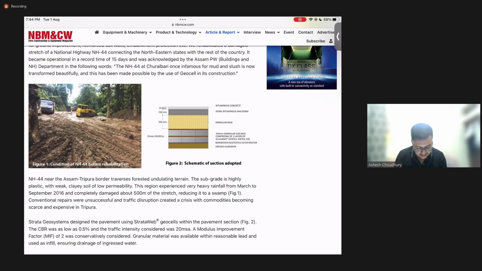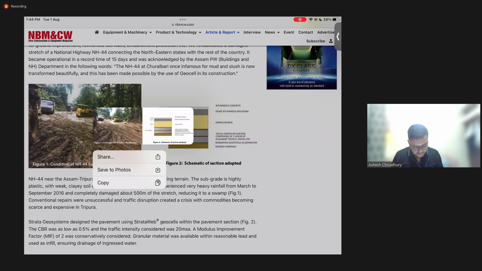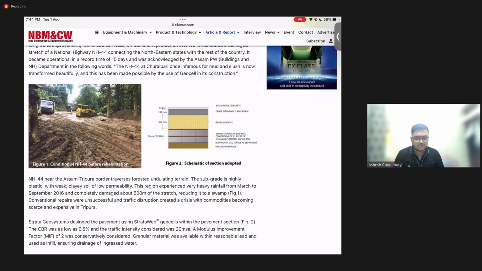This Tata Web geocell, it's written, right? Two layers of geocells were placed to strengthen the base of the soil, and above that a regular bituminous road was constructed above the granular base. So initially we have a subgrade here. Above that, a geotextile was used as a separator. Above that, these two layers of geocells were used. Above the geocell, the granular base and the normal road were constructed.